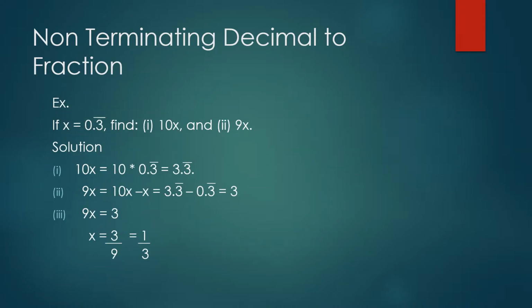Let's move on to something different. If x is equal to 0.3 repeating, find 10x and 9x. The first thing we need to do is find 10x. So 10 times 0.3 is equal to 3.3. Second is 9x. So 10x minus x is equal to 3.3 minus 0.3, which equals 3. So 9x is equal to 3. But we need the fraction, so we move these numbers around, which gives us x is equal to 3 over 9, which can be simplified to 1 over 3.